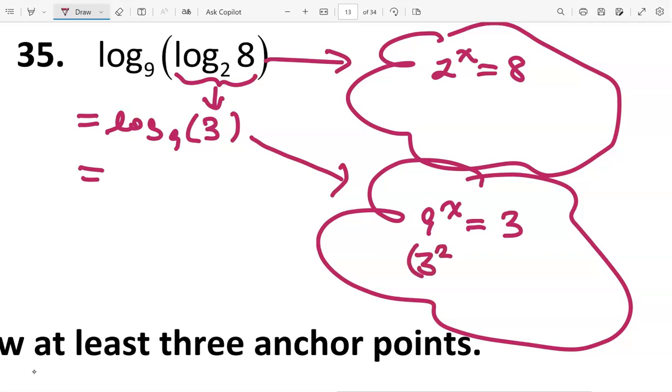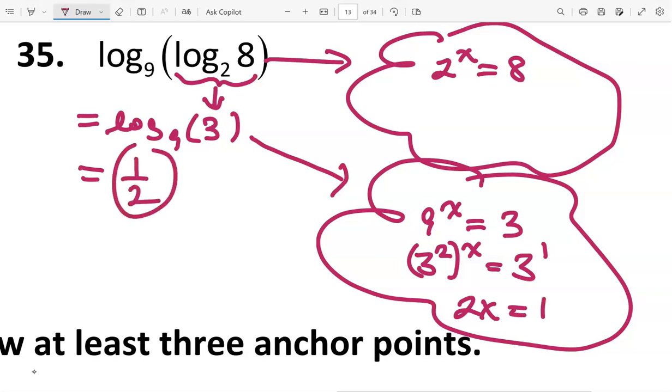And if you don't know that one immediately, you can always use a common base here. Both of them can be expressed in base 3. If we do that, we're going to get 2x is equal to 1, and x is 1/2.